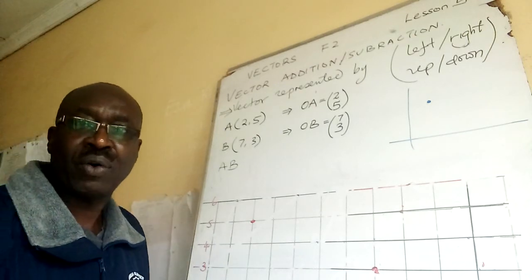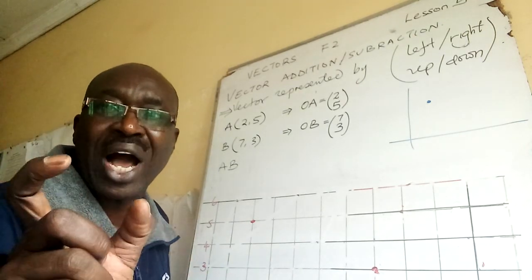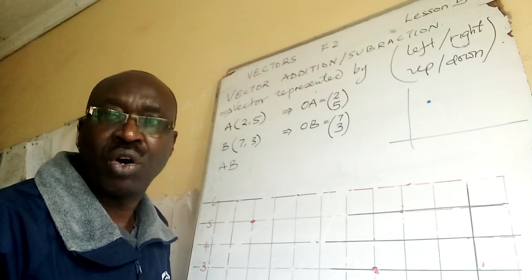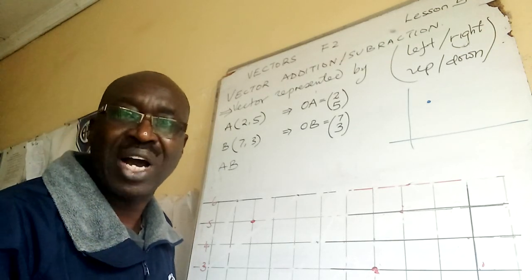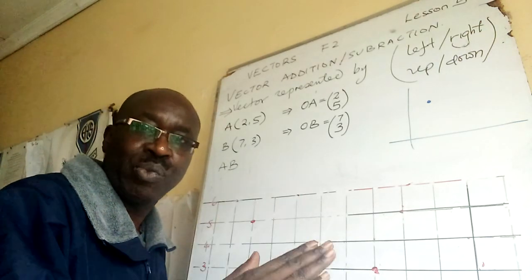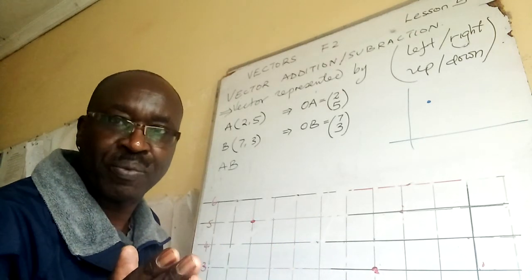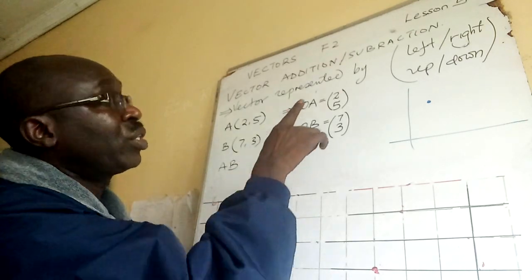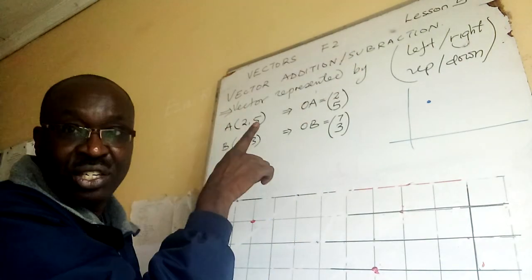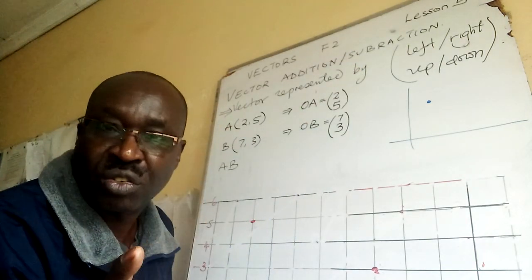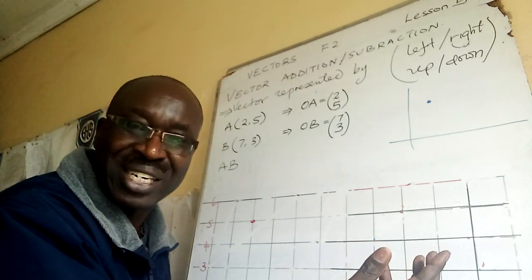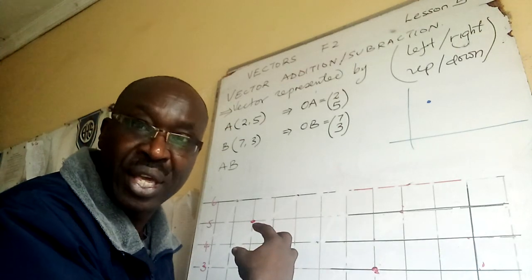Now, today we want to add to our previous knowledge on addition. We are going to do subtraction, and I will handle both addition and subtraction. So this is lesson 5, vector addition and subtraction. I've merged the subtraction with addition.